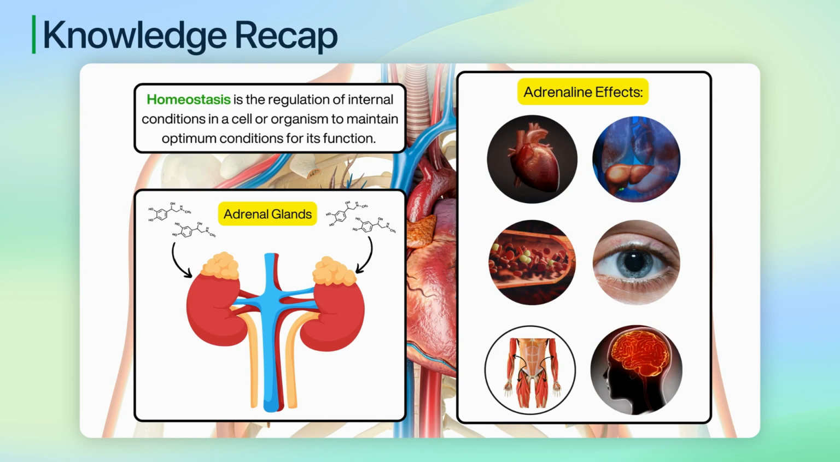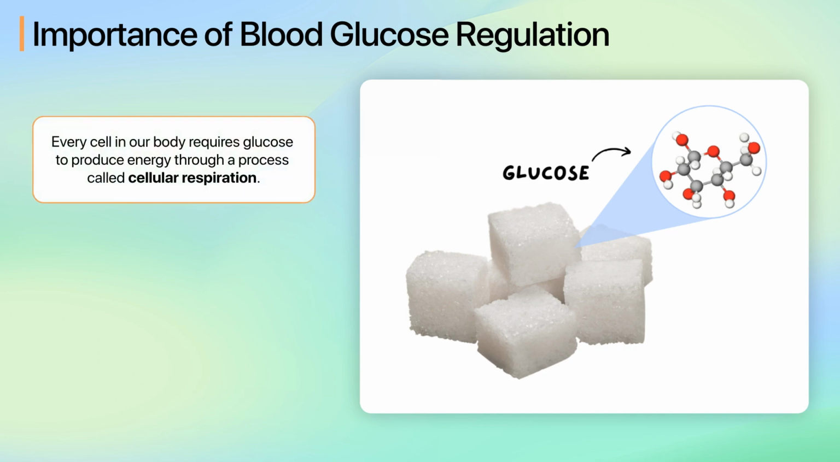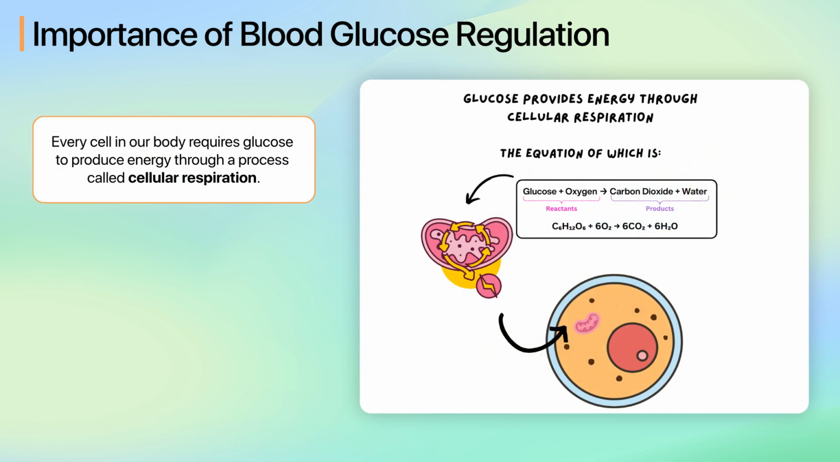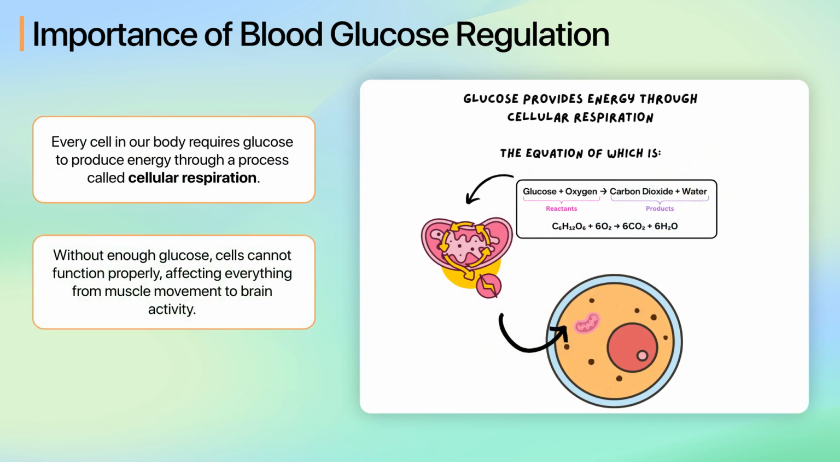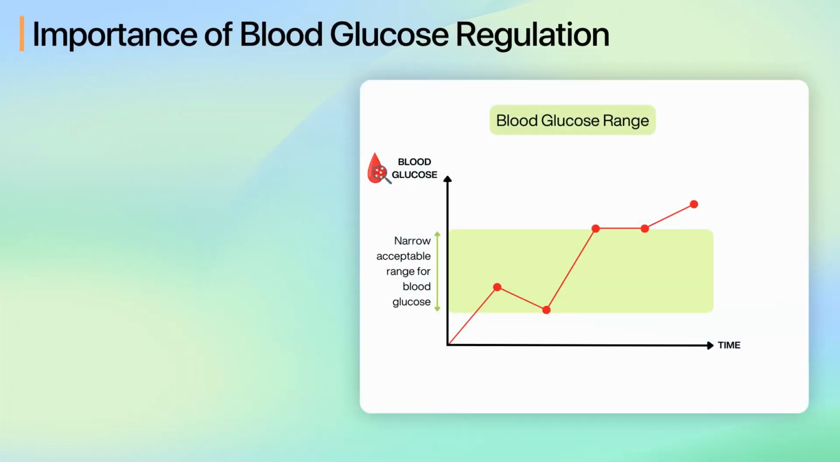Let's get started. To start, let's understand why blood glucose regulation is vital for our bodies. Every cell in our body requires glucose to produce energy through a process called cellular respiration. Without sufficient glucose, cells cannot function properly, affecting everything from muscle movement to brain activity. However, maintaining glucose in a narrow range is essential.